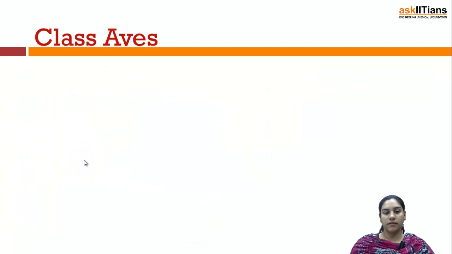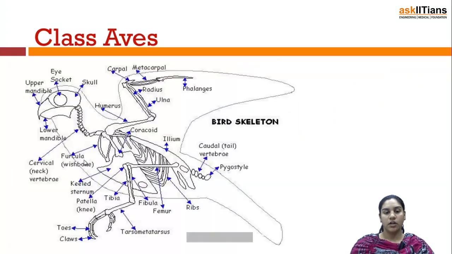So this figure shows the bird's skeleton, in which you can see the furcula. It is V-shaped, formed by the fusion of the clavicle and the interclavicle. There is a keel that offers a joint plane for the flight muscles. There is a pygostyle that is formed by the fusion of the last four caudal vertebrae. So these are the important parts in the bird skeleton.